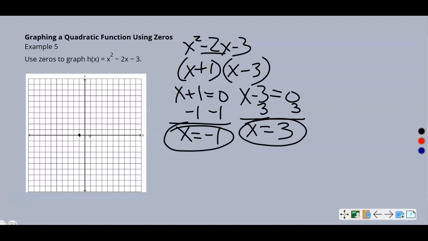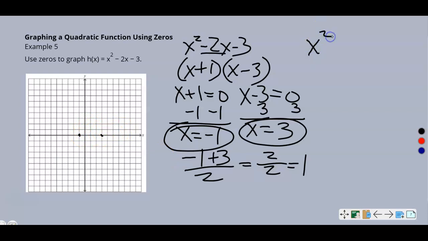So 1, 2, 3. All right, and I need to find another point in between that. So I know my vertex is going to be halfway in between those 2 points. So if I want to go ahead and do that, negative 1 plus 3 divided by 2, that would be 2 over 2, or 1. Visually, if you look at that, you can tell that's halfway between those 2 points.